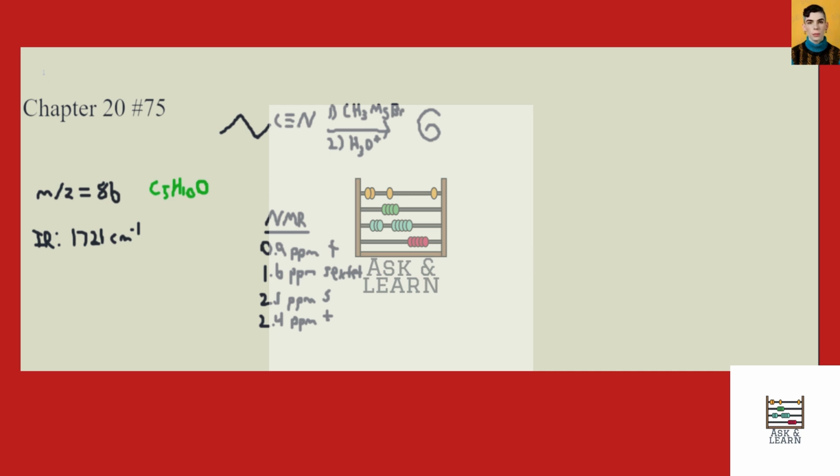We have an IR peak at 1721, so that's consistent with a carbonyl, carbon double bond oxygen. We can calculate an HDI for this formula, C5H10O. That's 2 times 5 plus 2 minus 10, which comes out to 2, all of that over 2. So we have an HDI of 1, and this carbonyl makes sense. That would account for our 1 degree of unsaturation.